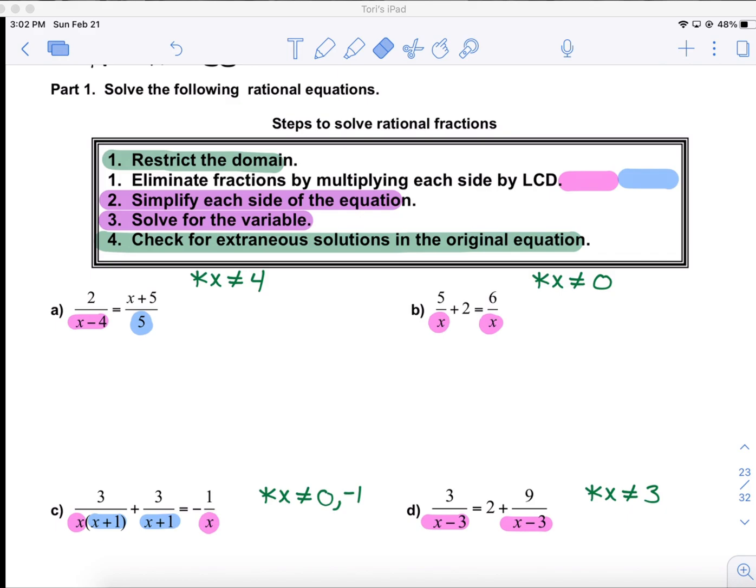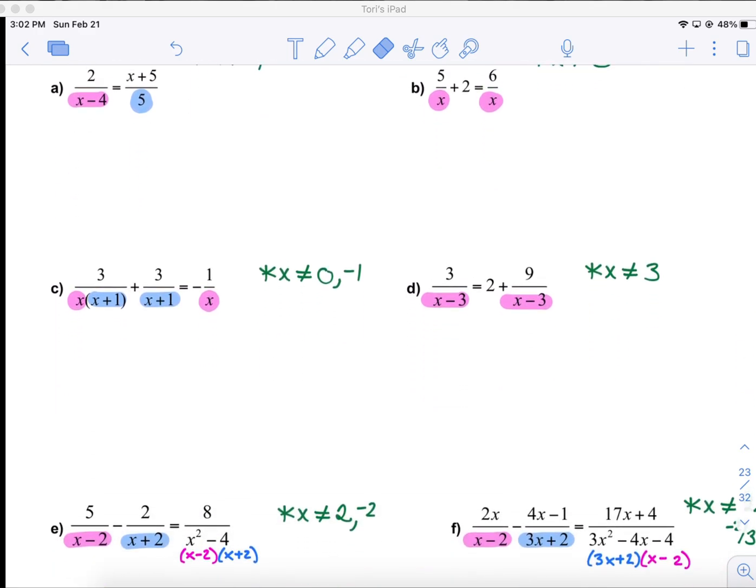My next step is to eliminate fractions by multiplying each side by the least common denominator. Basically, I went through and color-coded, and I'll show you this right now. I color-coded all the pieces of the denominators that were the same. If there were 2 different kinds with x's in them, or 2 different kinds in general, then I went through and used different colors.